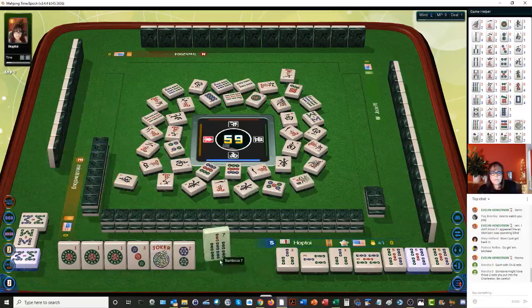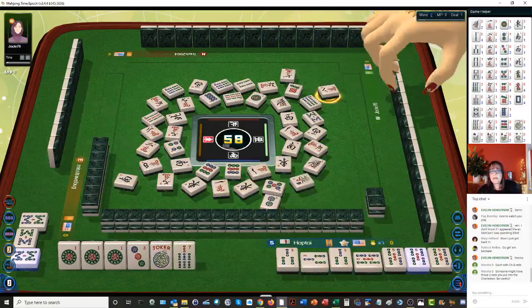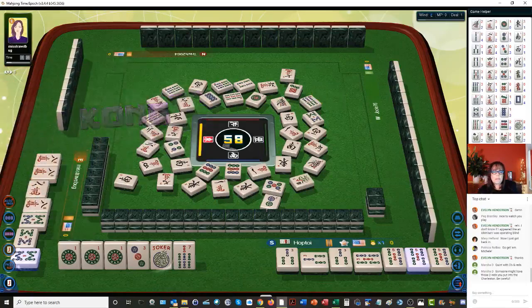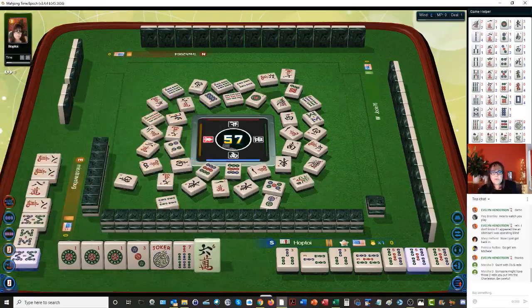South wind. I'm going to get rid of this two dot. Okay, someone might have those two reds you put up in the Charleston, so be careful with those. Yeah, they haven't come out. So somebody held on to those red dragons. Kong. Okay. Four bamboos.